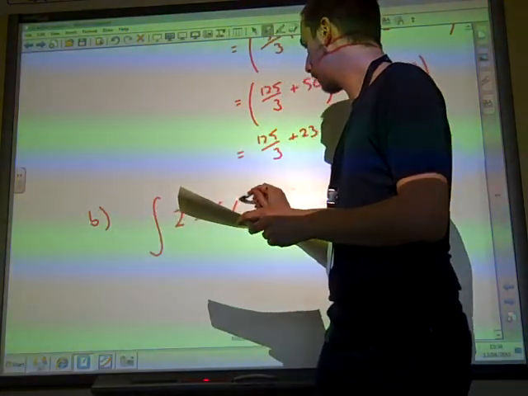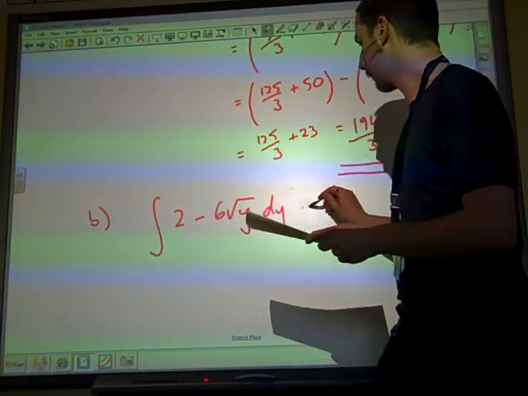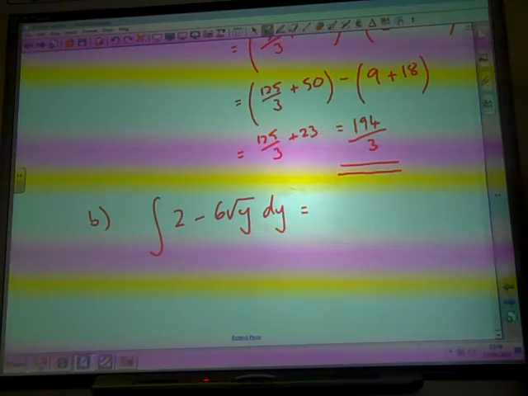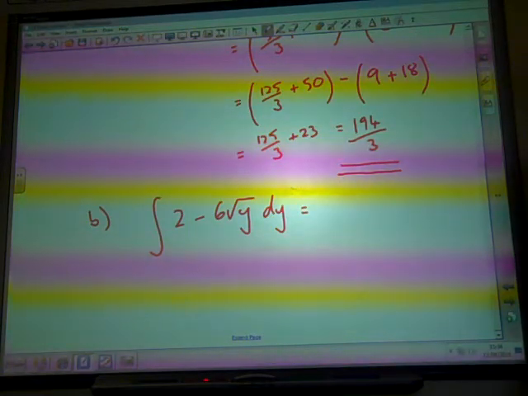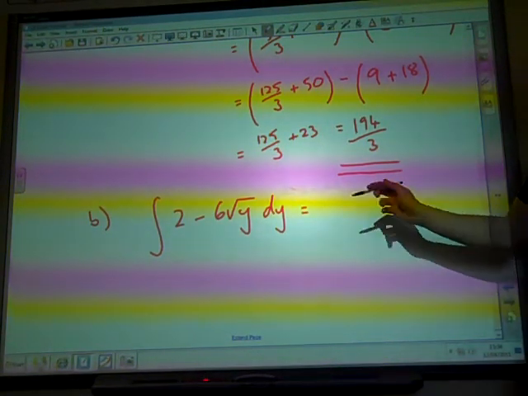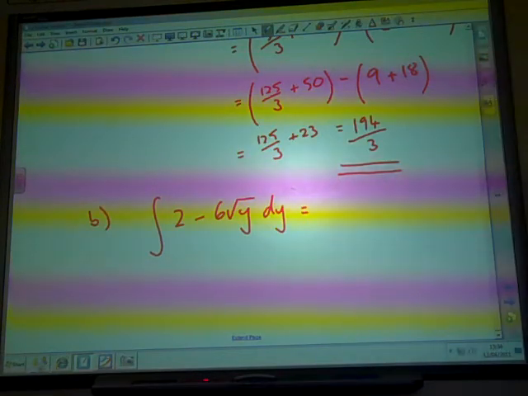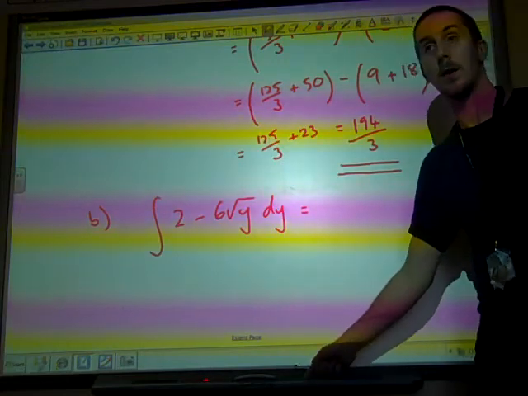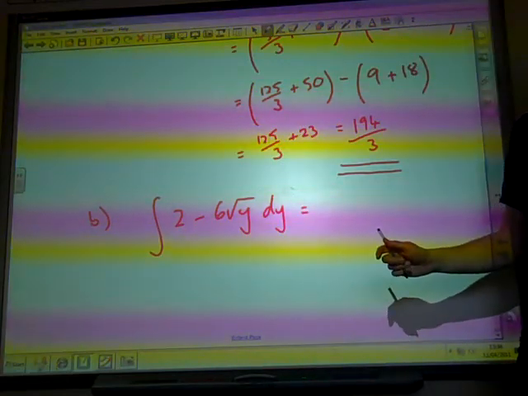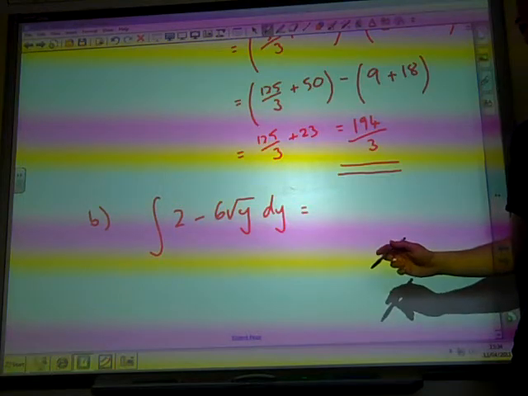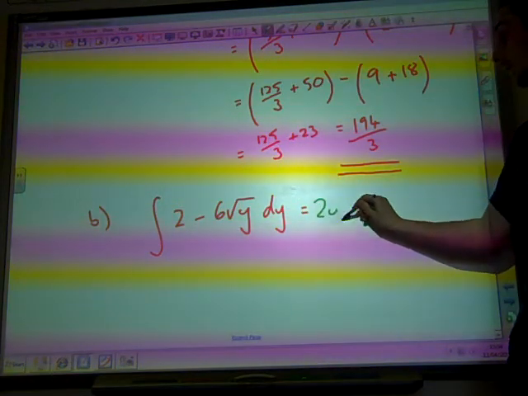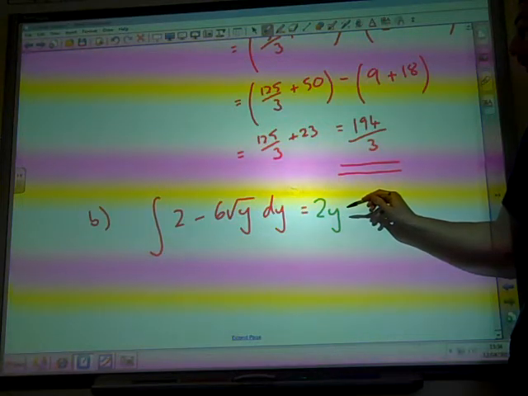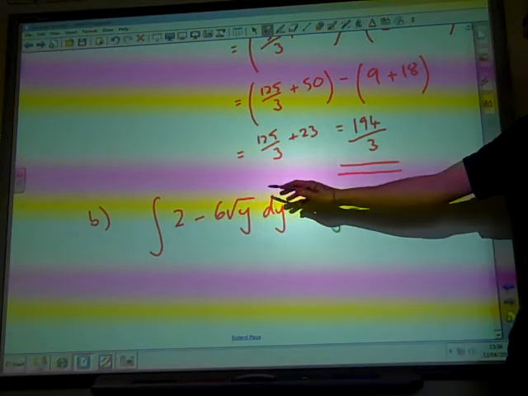Find the integral of 2 minus 6 root y. Okay, somebody do that for me then. Integrate 2 with respect to y, and we get 2y, minus 6y. We maybe should have done another step here, shouldn't we?